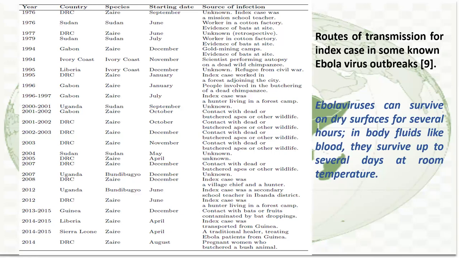Now, this is what we have. Apart from the outbreak of Ebola virus, there are different sources of infection that happen within that outbreak. For example, in 2014 and 2015, the index case from Guinea continued to spread to other countries by borders, immigration, or traveling. Ebola virus survives on a dry surface for several hours, meaning that if a surface is infected, the virus can stay there for some hours before it dies. Within the body, it can stay as many days as possible at room temperature.